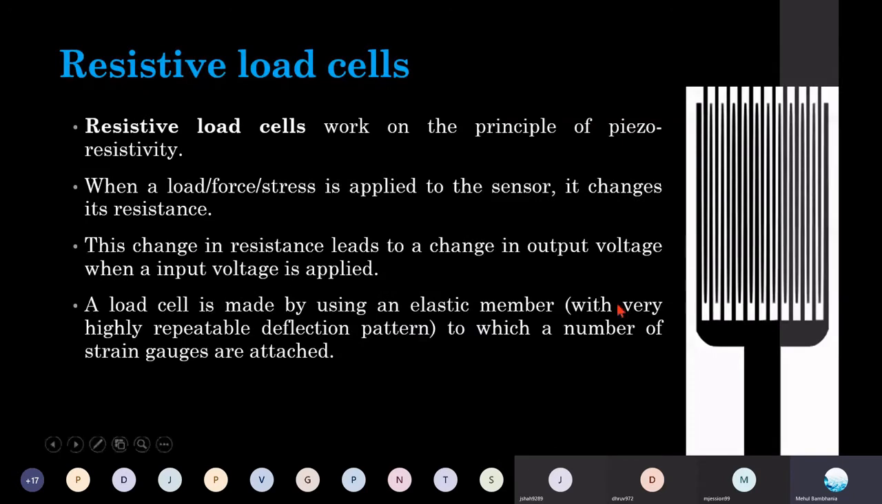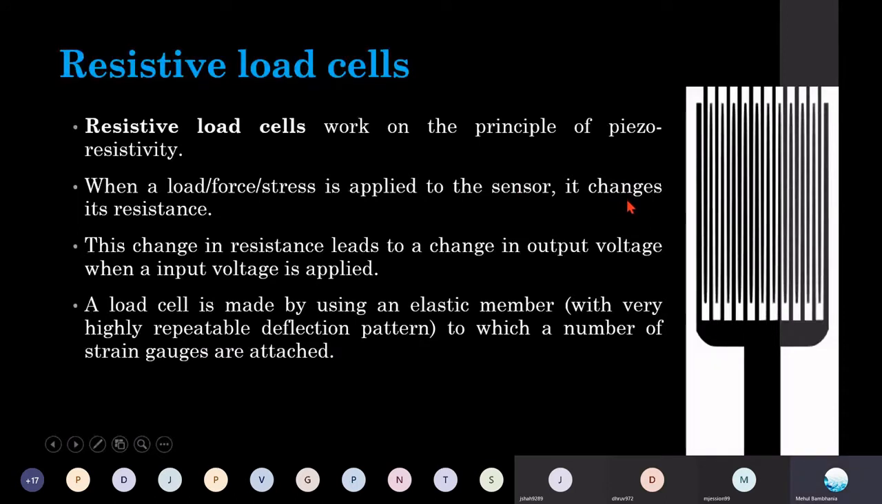So this is how this resistive piezoelectric sensor looks. Basically, when you apply the load or force, that force or load is sensed by the sensor, that is the piezoelectric sensor, and due to that force, the resistance will change. That is the principle.